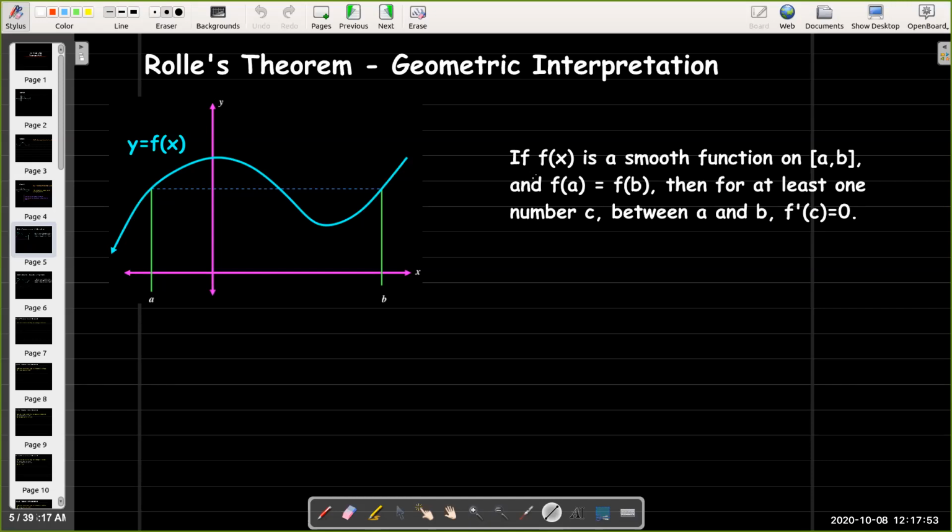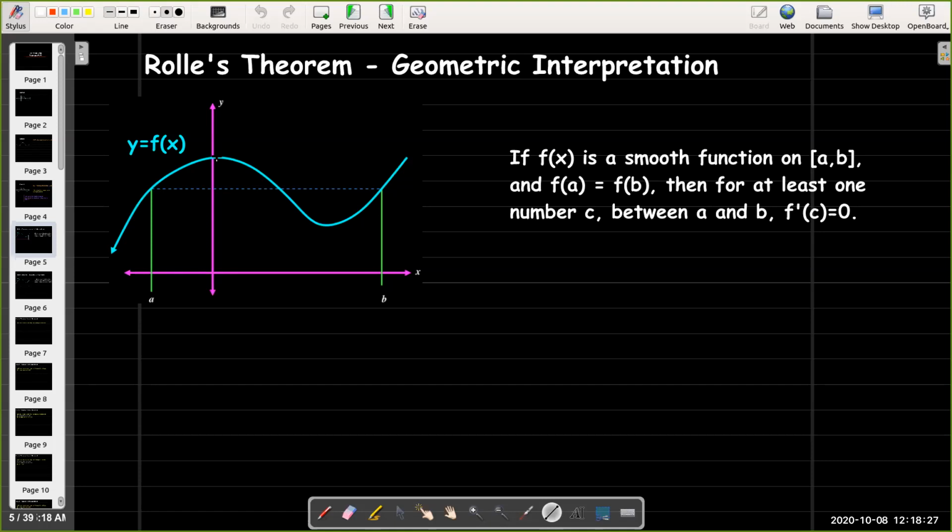We're going to start with a theorem called Rolle's theorem. Now, the geometric idea is pretty clear. If you've got a smooth function and you've got 2 points on the function that have the same y coordinate, so if you connect them with a line, the line is horizontal, then somewhere between A and B, there's got to be at least one point on the curve where the tangent line is horizontal.